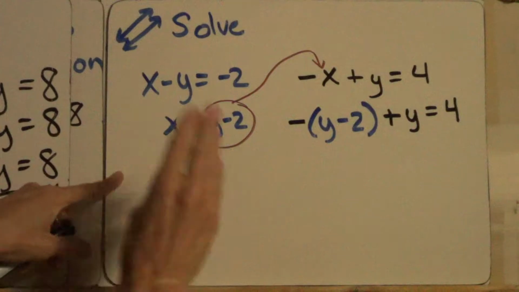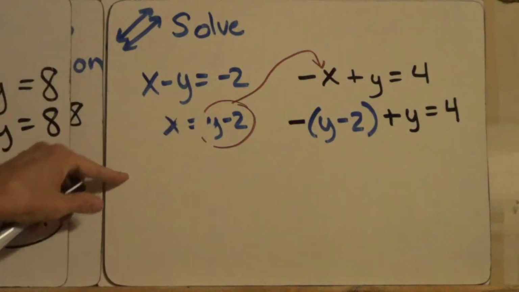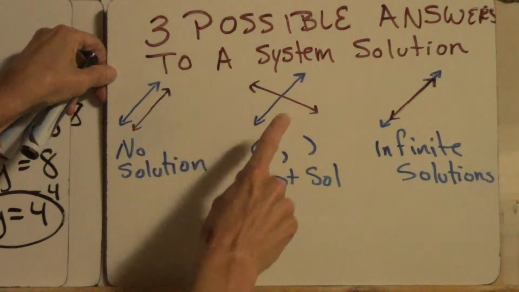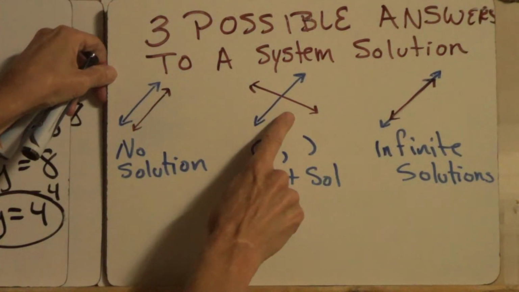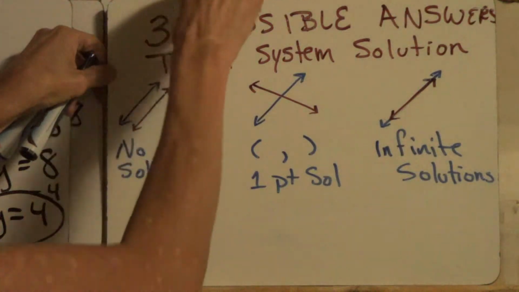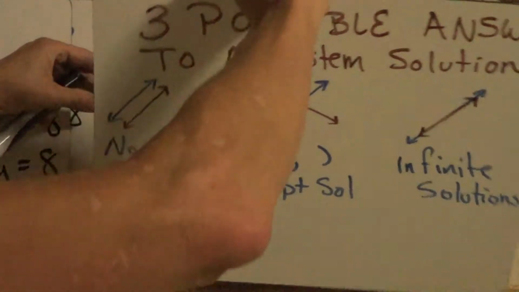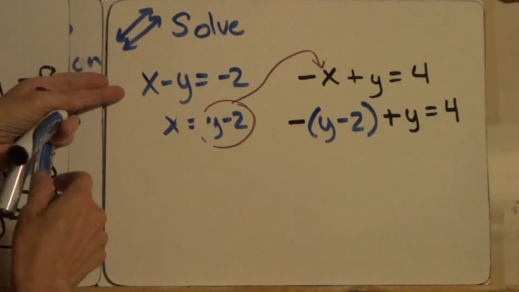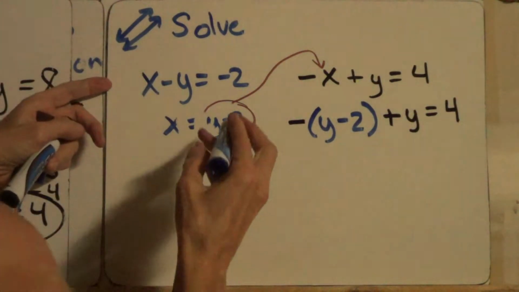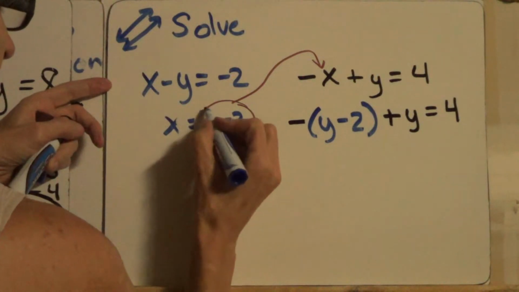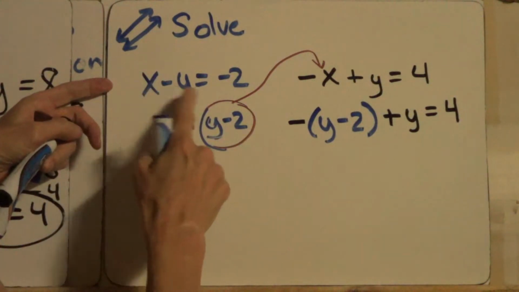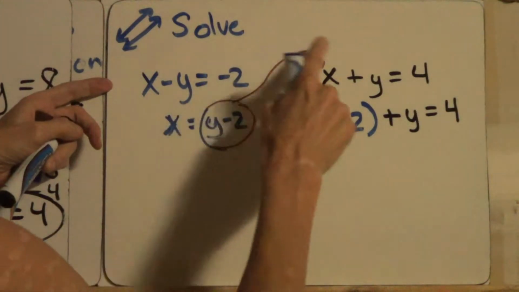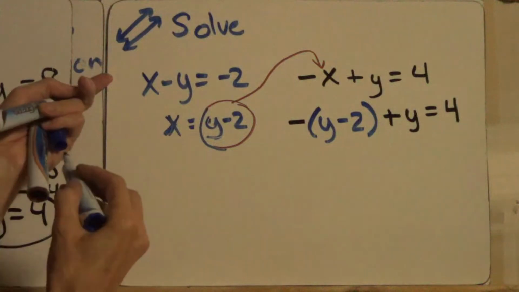Now, if you remember right in our last video, we have 3 possible answers to a system. We just solved for 1 with substitution. Now I want to show you what it looks like if they're parallel and there's no solution. So these 2 lines, I'm telling you up front, they are parallel. Now let's look at how it looks. So we added y to each side, so we got x equals y minus 2. We're plugging y minus 2 in here for x.